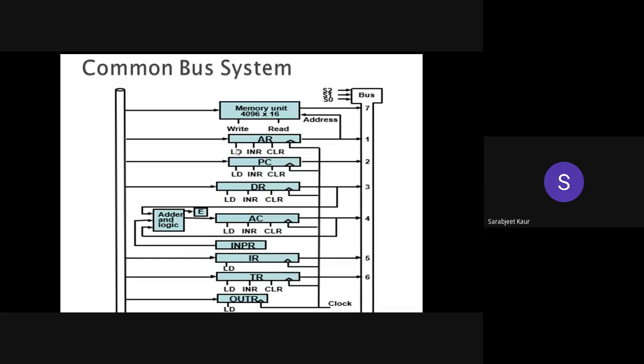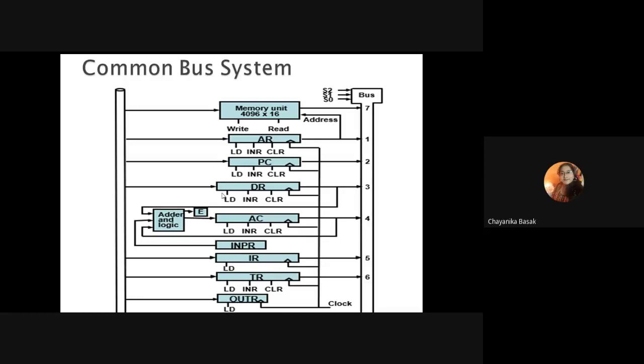So whenever anything is to be transferred into a particular register, let's say in this case AR, then we will enable its load input. In other words, the register whose load input is enabled will get the input. That means it will receive the data. Is this clear?